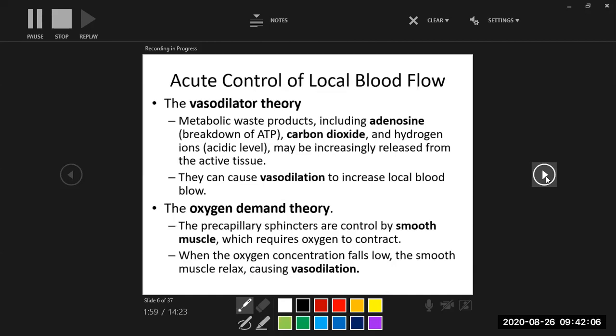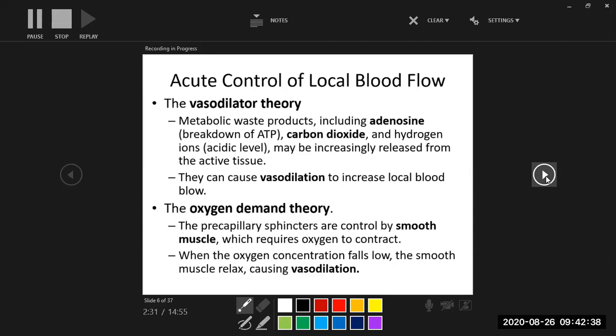So that's the vasodilator theory. The other theory is the oxygen demand theory. This theory is that when we use our muscle, when we use our local tissue, we basically burn more oxygen because the tissue needs oxygen to generate ATP. And we only have a limited amount of oxygen locally.